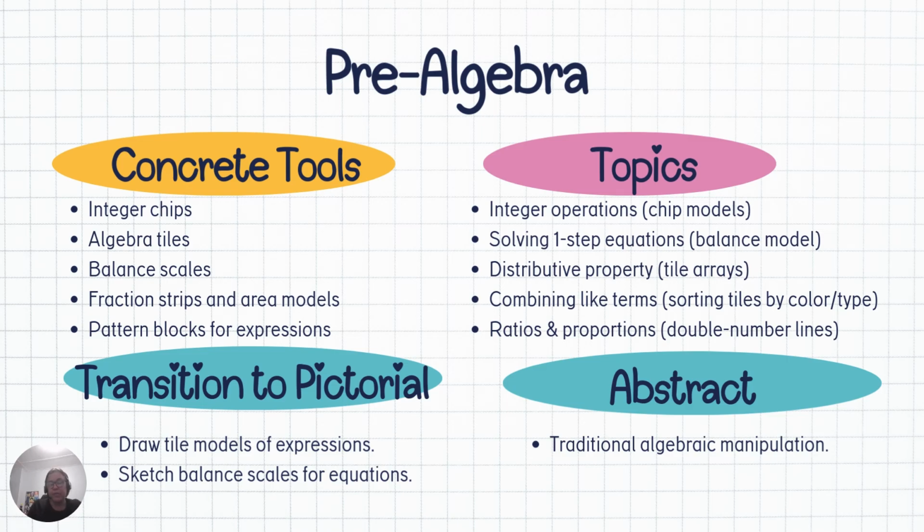In pre-algebra, manipulatives help with integers, equations, and proportional reasoning. For example, integer chips for visualizing positive and negative quantities, balance models for solving one- and two-step equations, double number line strips for ratios and proportions, and algebra tiles for combining like terms and the distributive property. After building with manipulatives, students sketch the model and then finally write the equation or solve it symbolically.